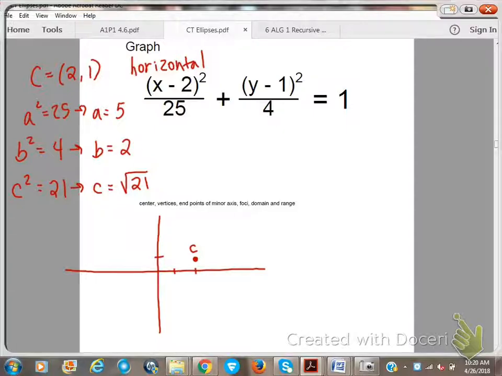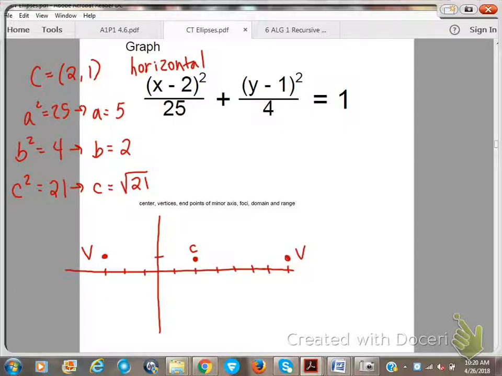Now, our major axis is not so much like the x-axis or the y-axis now, but is it going to be horizontal or vertical? Horizontal. Okay, so horizontally, I need to count how many from my center? 5. So I'm going to go 1, 2, 3, 4, 5. And what do we call that? It's one of our vertices. Good. And then you'll also go 5 the other direction, to the left. So 1, 2, 3, 4, 5. And there's our other vertex.